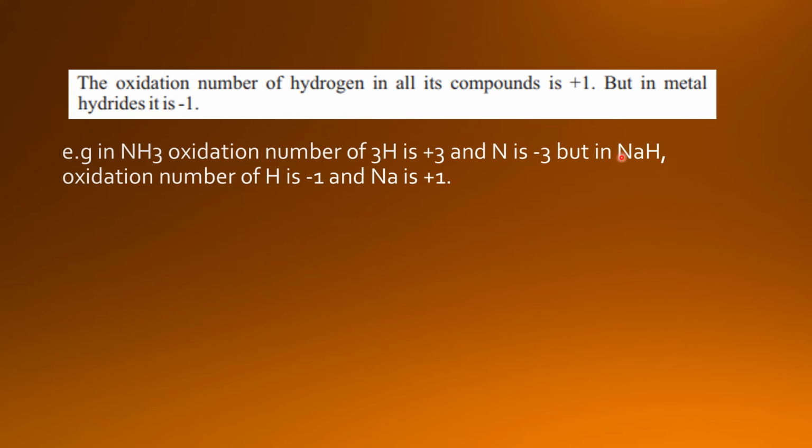But in the case of metallic hydrides, just like sodium hydride, calcium hydride and so on, the oxidation number of hydrogen will be -1. So when hydrogen is combined with a non-metal, it will carry the plus oxidation state, and when hydrogen is combined with metals, it will carry the -1 oxidation state.